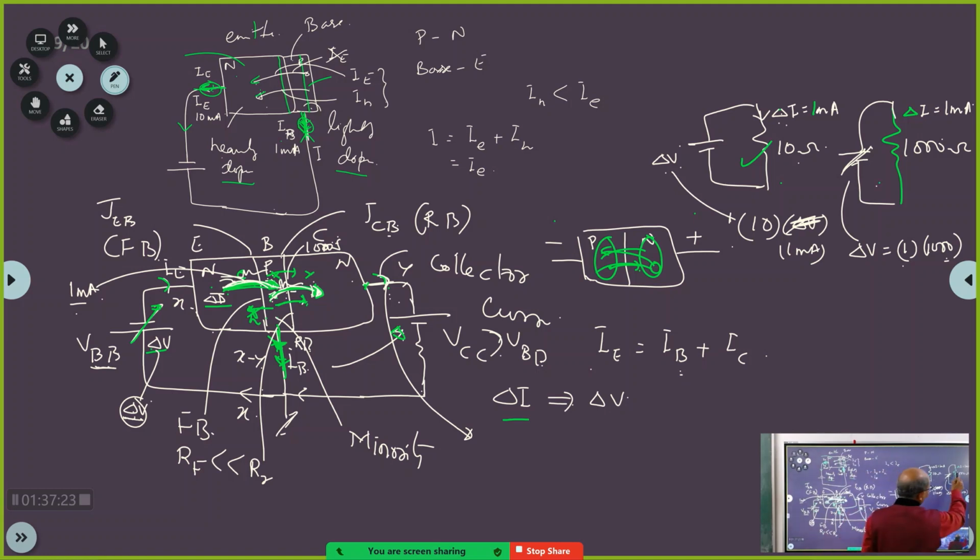If in this case I want to send the same 1 milliampere, I have to increase this voltage by 1000 times. But here, in the transistor action, I am increasing this by delta V, and still it is able to transfer the current into the high resistance region with only a small change in the voltage. So you are able to push the current into a high resistance region with very little effort.